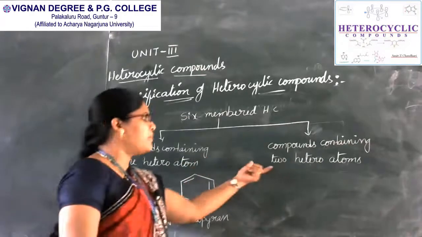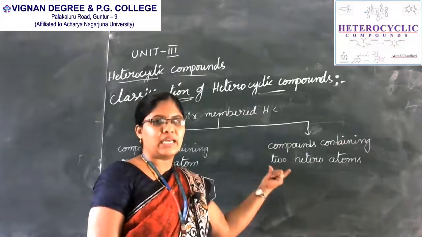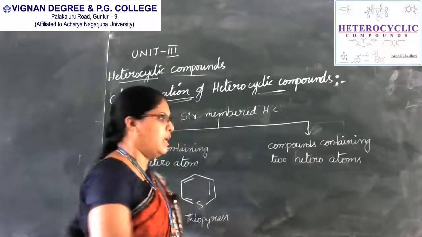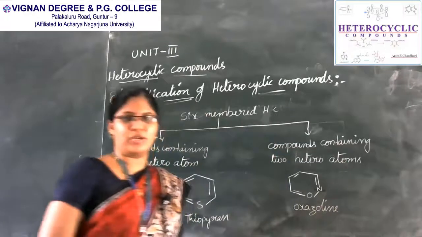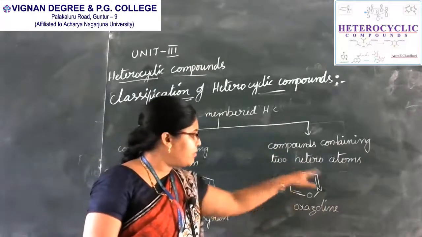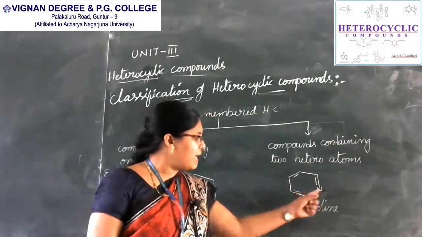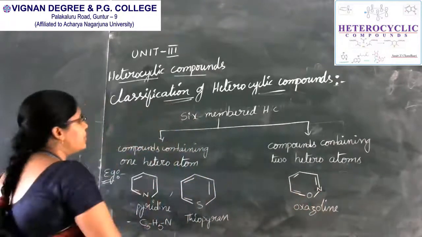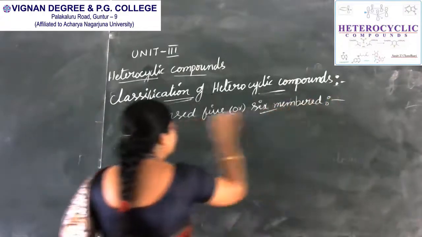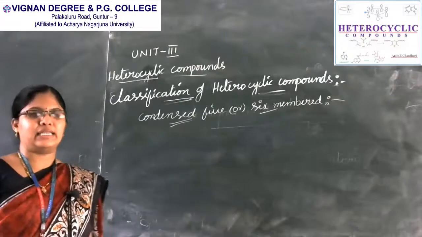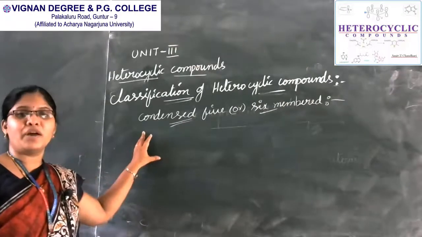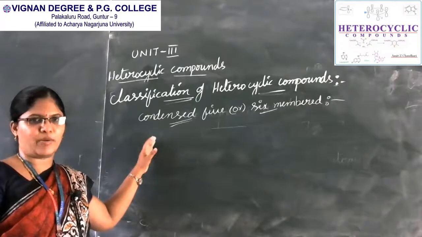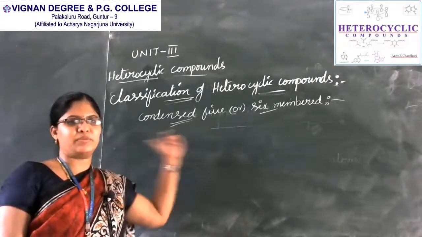Next one, compounds containing 2 heteroatoms. These are 6-membered heterocyclic compounds and the ring contains 2 heteroatoms. For example, this is oxazine. It is a six-membered ring, in which two are heteroatoms, one is oxygen and another one is a nitrogen atom. These are six-membered heterocyclics. And condensed five- or six-membered heterocyclics are those in which two or more rings are fused together to form another heterocyclic compound.